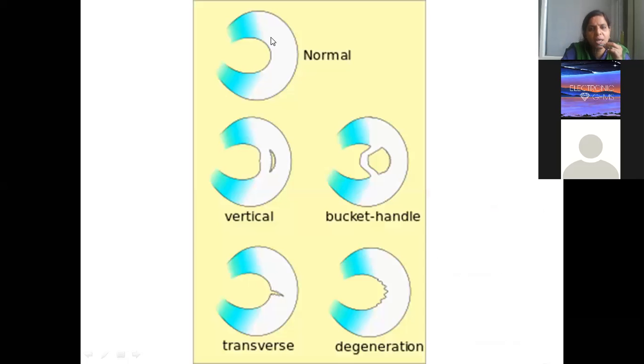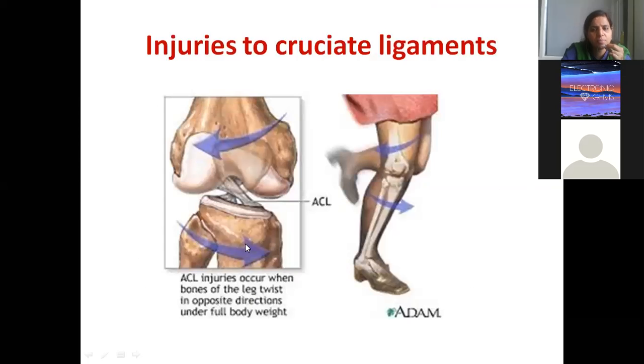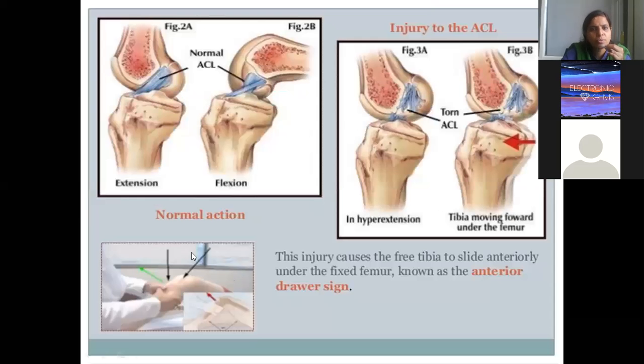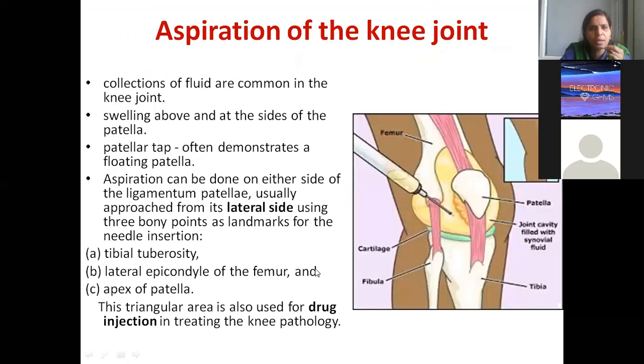Different types of tears may be seen in the menisci. There may be a vertical tear, bucket handle tear, or transverse tear, and there may be degeneration of these menisci, medial and lateral. Anything can be torn. Similarly, the anterior and posterior cruciate ligaments may also be ruptured. Those are the injuries of the anterior and posterior cruciate ligaments. Okay, just name them. We did not go much into detail.